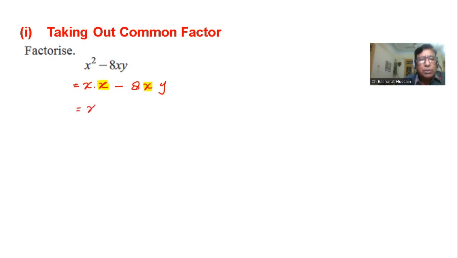So you take out this common factor, x. And what is left? Here x is left in the first term, and 8 and y is left in the second term. So x into (8 minus y). This is the first method where we take out the common factor. Here x is a common factor and I take it out.